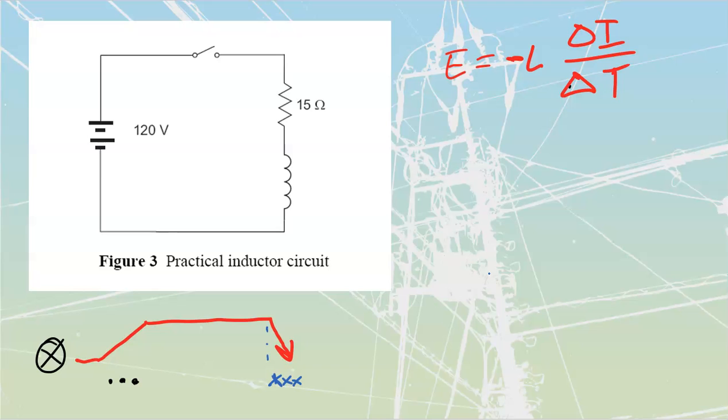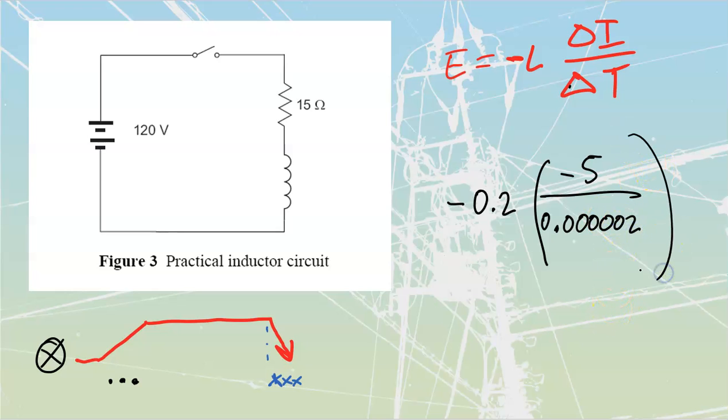in 2 microseconds. Well, milli going into micro is going to be a completely different set of zeros in front of there. So negative 0.2, that's my Henry's value, multiplied by a value of negative 5 over top of delta T, which is going to be 0.000, that's my milli, and now we're into the micro, 0.02, like that. So you punch that into your calculator.